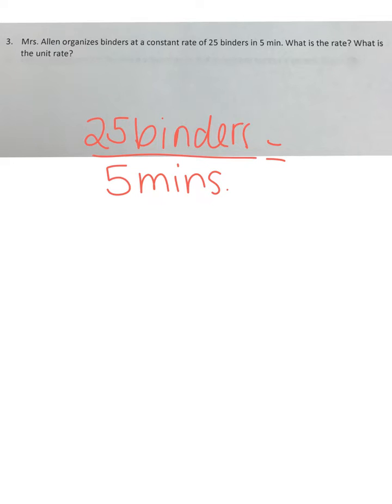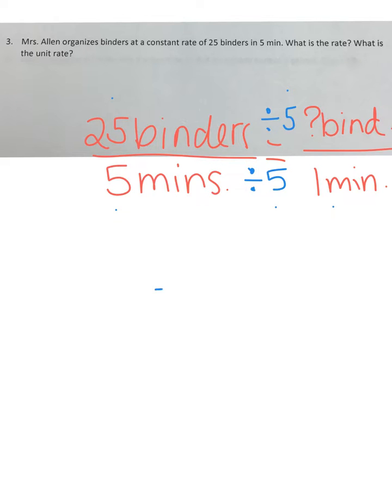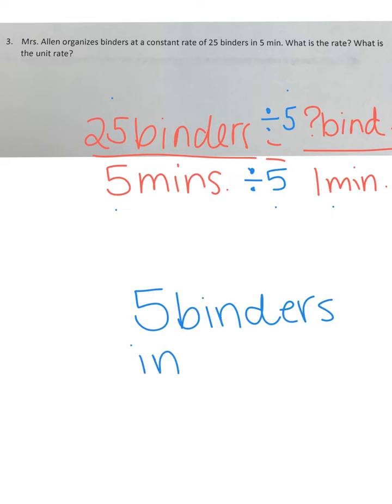Now on the right, we want to get our denominator to be 1. In this case, we want to find out how many binders can be made in 1 minute. We need to divide by our denominator, 5, and what we do to the bottom, we have to do to the top as well. So 5 divided by 5 gets us 1. 25 divided by 5 gets us 5 binders in 1 minute, which is our unit rate.